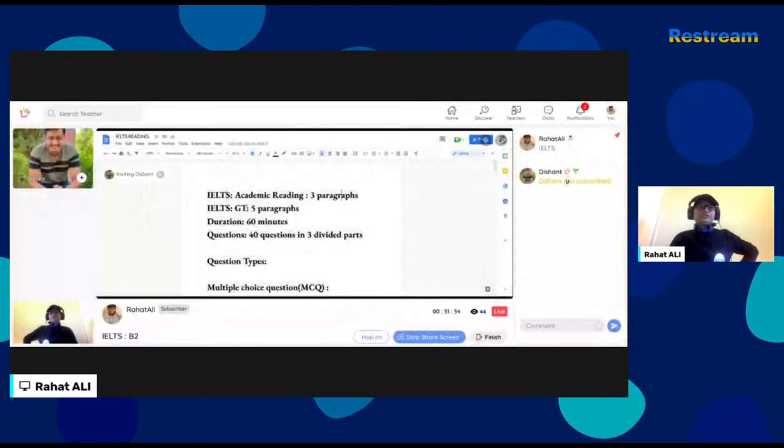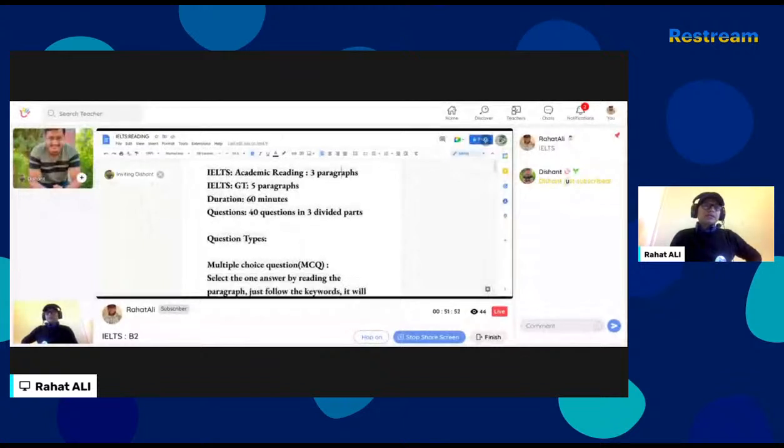You can get your required score. As you can see from the shared screen, in academic reading, there are 3 paragraphs. General test, 5 paragraphs. Duration, 60 minutes. So you'll get an hour time to answer all these questions. And there are 40 questions in 3 divided parts.